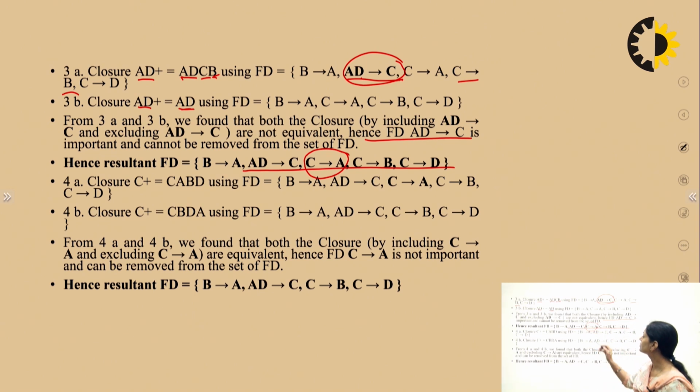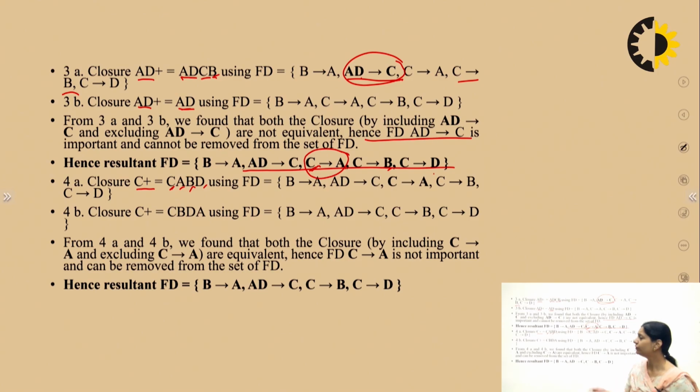So, in that case, because on the left hand side we have C, we'll find out the closure of C. Finding out the closure of C, every attribute is the closure of itself, so it is C. C is dependent upon A and hence A. C is dependent upon B, hence B. C dependent upon D, hence D. So, using this functional dependency, we get the closure of C as CABD or ABCD.